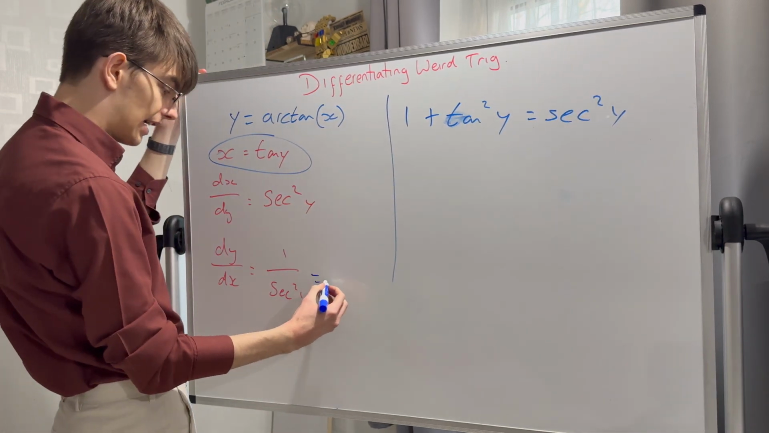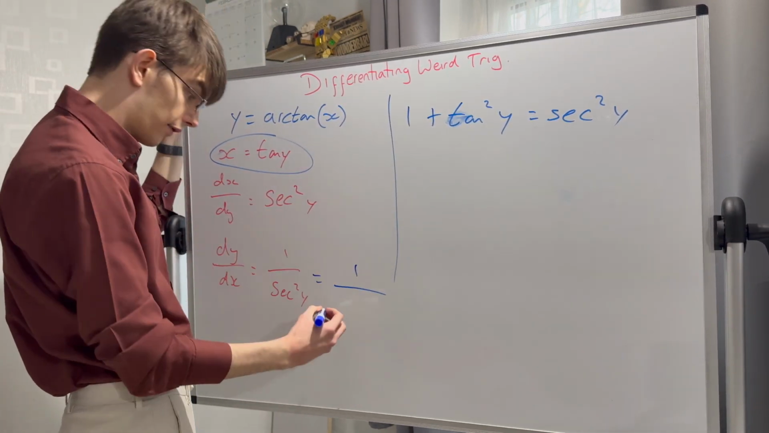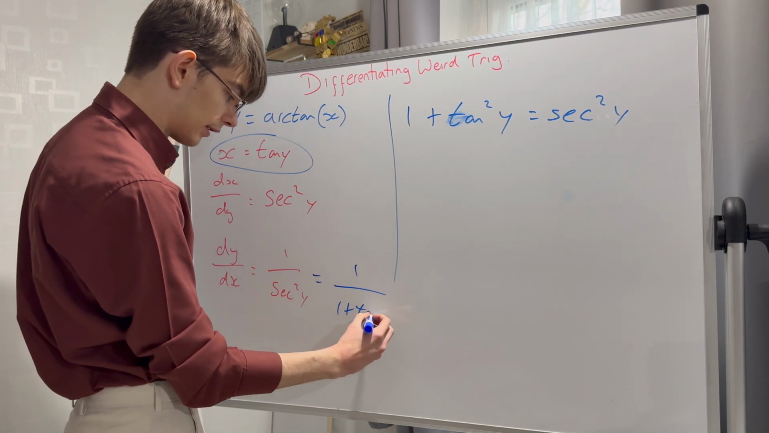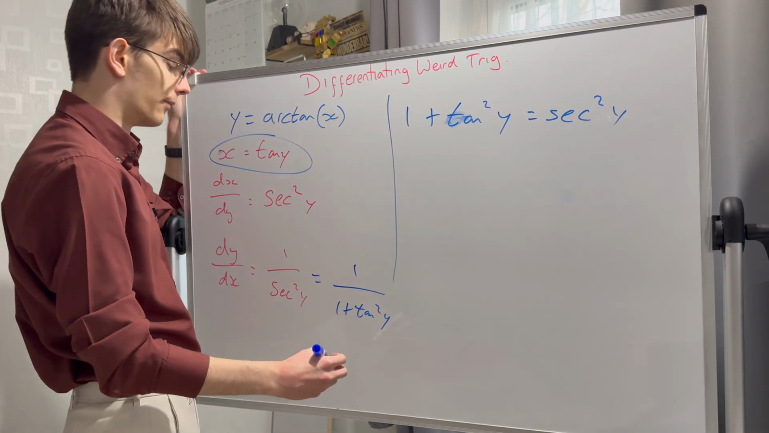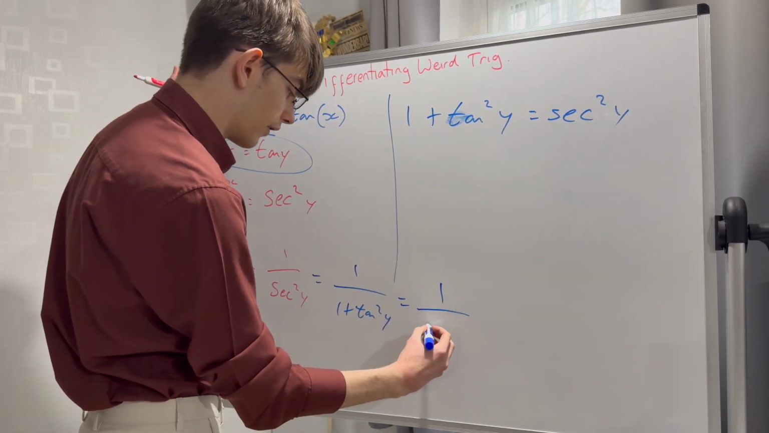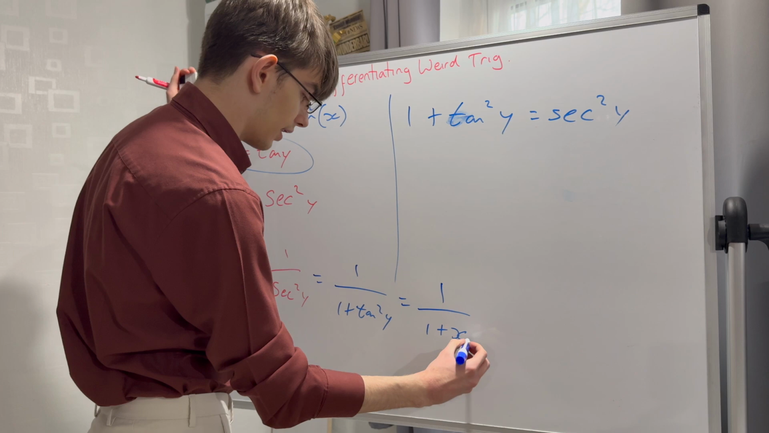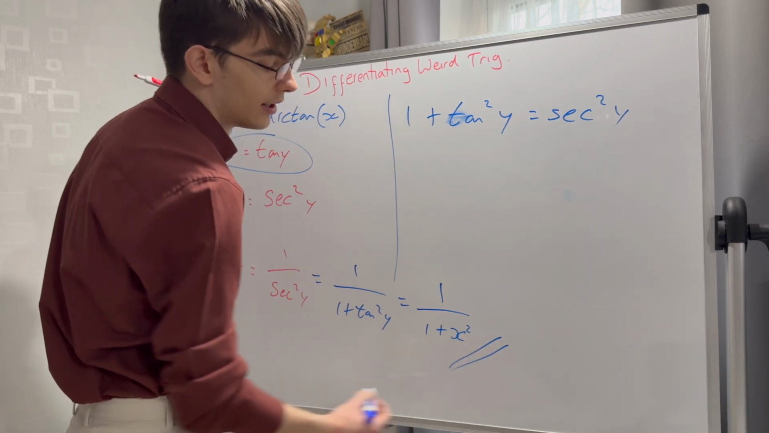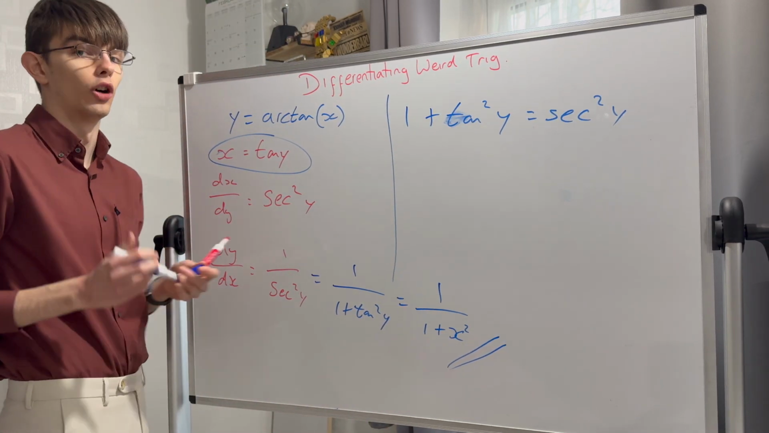So I can just say that that is equal to 1 divided by 1 plus tan squared of y, and tan of y is x, so it is simply 1 divided by 1 plus x squared. And that is my derivative of arctan.